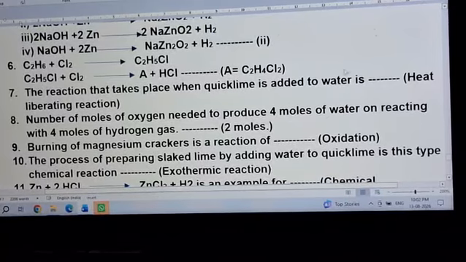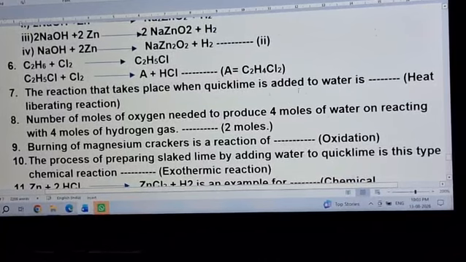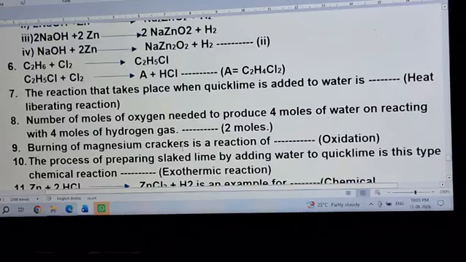The reaction that takes place when quicklime is added to water is a heat liberation reaction. That means an exothermic reaction has taken place.